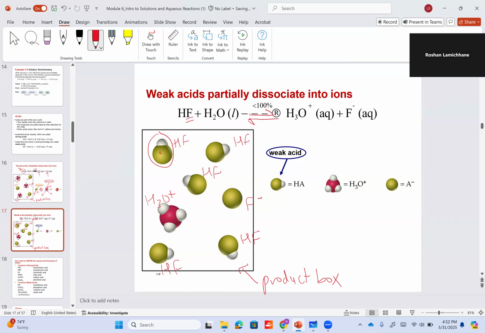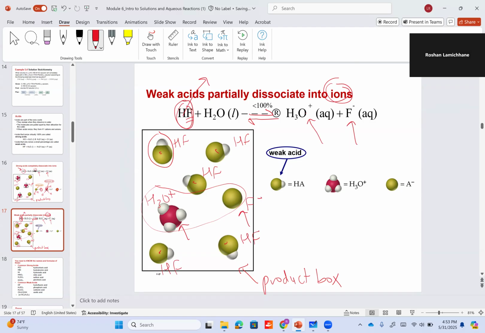What I see, right, is out of 1, 2, 3, 4, 5, and then 6 HF molecules, only 1 has reacted with water to give me the H3O plus and F minus. The other 5 have remained in their original HF state, or they have not ionized or dissociated into ions. So whenever someone says something is ionized, it's the same as saying it breaks apart into ions, or dissociates into ions, right? Plus charge, minus charge. These are your ions.